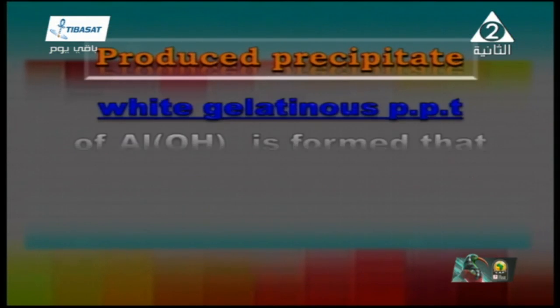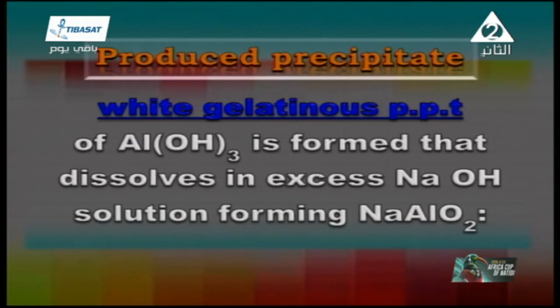So my dear student, the produced precipitate is a white gelatinous precipitate of aluminium hydroxide, which is the same as that produced by the main test. Here it dissolves in excess of sodium hydroxide due to formation of sodium meta-aluminate, NaAlO2.